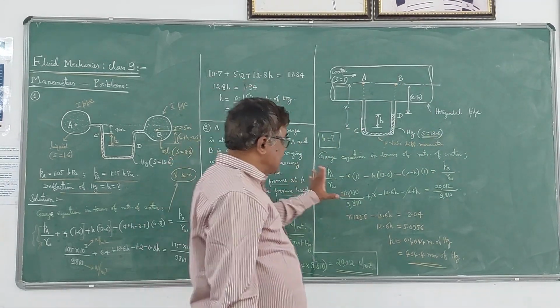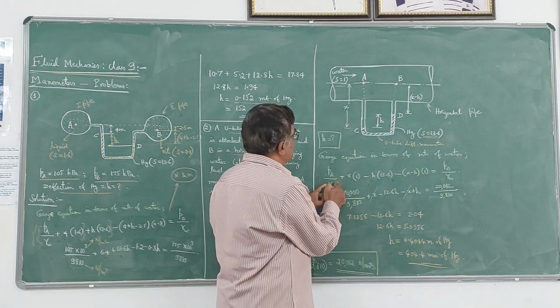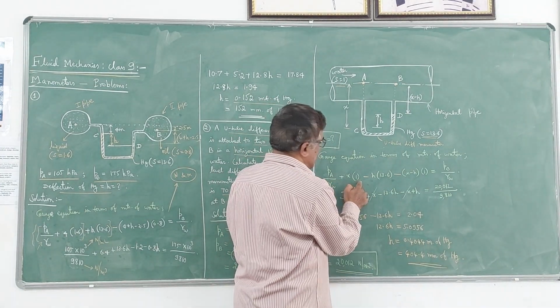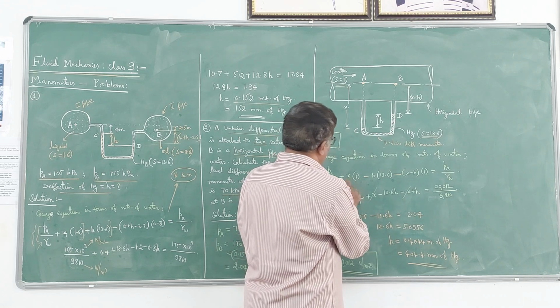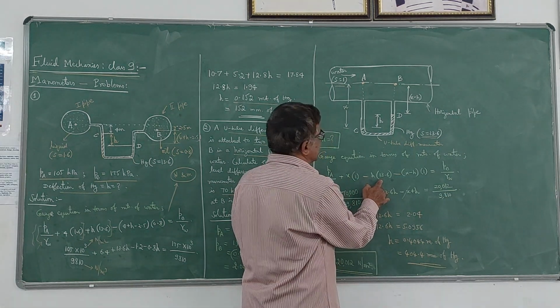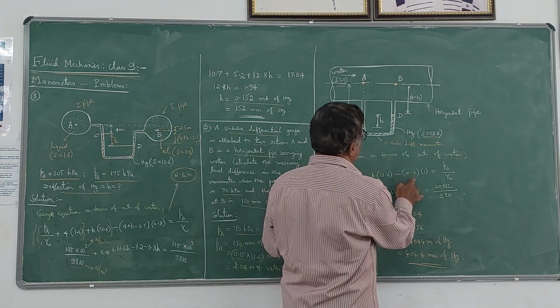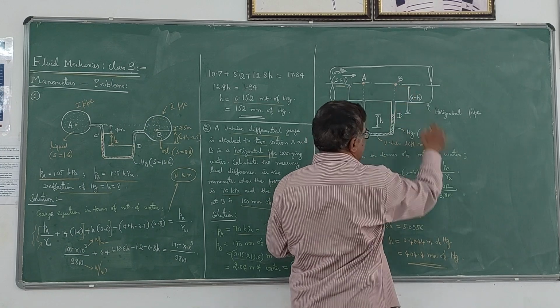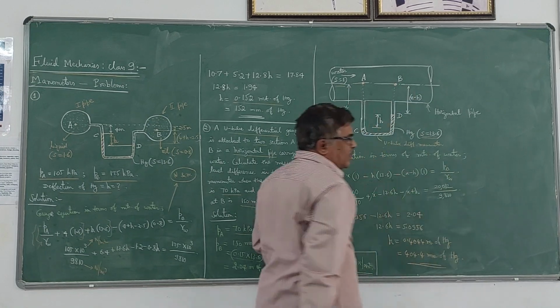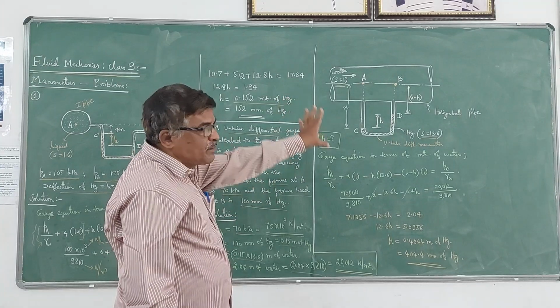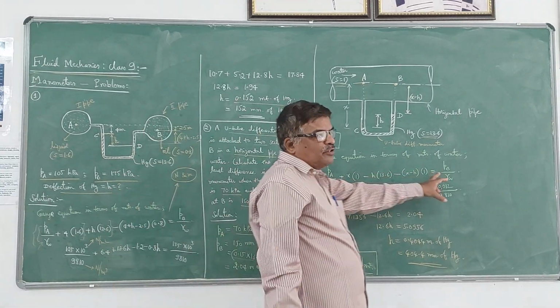So this is the gauge equation. The first term gives the pressure at A only. First and second together give the pressure at C. First, second, third give the pressure at D. First, second, third, fourth give the pressure at B. That is why it is given as PB by gamma W. So it is within the pipe only. Therefore, there will be some value for PB.